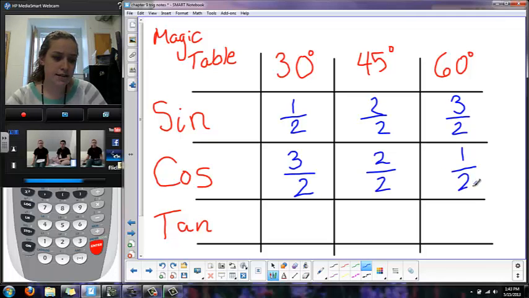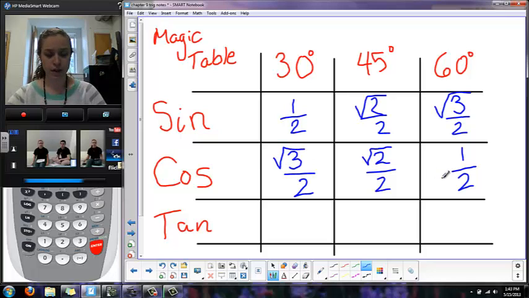And then the last step is to put a square root or a radical over the 2's and 3's that are in the numerator. So there's a 2 in the numerator here. There's a 3 in the numerator here. Not over the 1, because the square root of 1 is just 1, so that's kind of pointless to put it over there. So just over the 2's and 3's. That's the first part of my magic table.